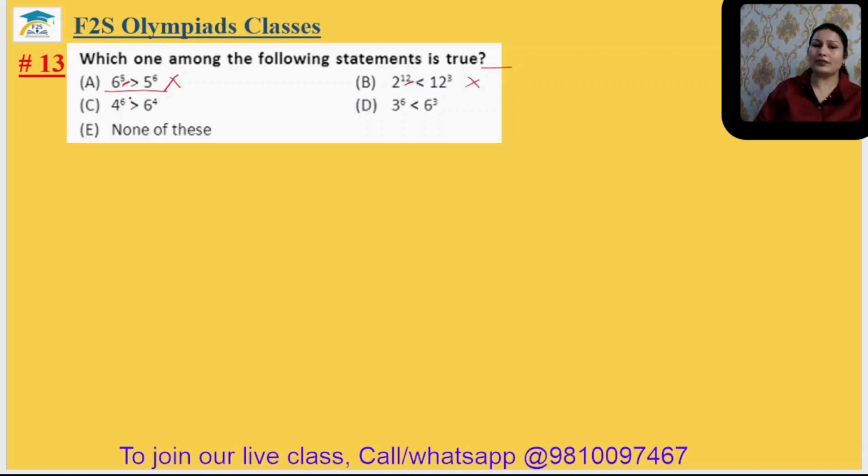Now 4 to the power 6 and 6 to the power 4. So we can say the exponent is bigger here and smaller here. It can be the answer. 3 to the power 6 and 6 to the power 3: again the exponent is smaller, it should be smaller and it is written bigger. It is also not the answer. So the 13th answer will be C. Either you can solve the exponents or you can check by their exponents only.